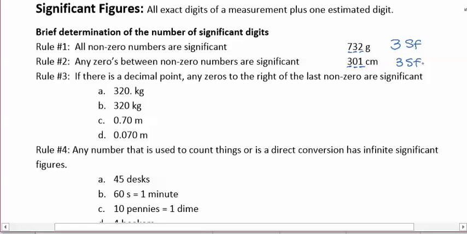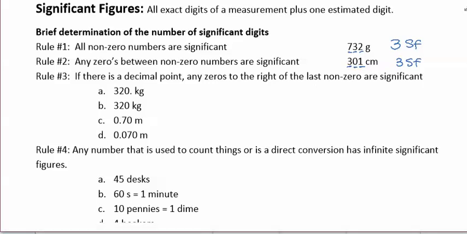Okay, so once you start adding decimal points, it makes it a little bit trickier. If there is a decimal point, any zeros to the right of the last non-zero are significant. Let me say that again. If there is a decimal point, any zeros to the right of the last non-zero are significant.